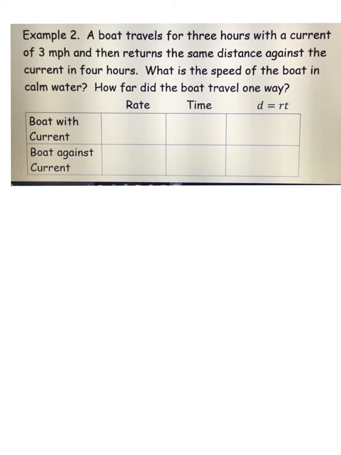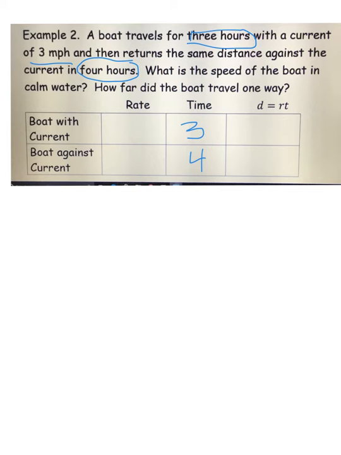Okay, example 2. A boat travels for 3 hours with a current of 3 miles per hour. So this is the time, 3 hours. It then returns the same distance against the current for 4 hours. What is the speed of the boat in calm water, and how far did the boat travel one way? So let's talk about the time. With the current, the boat traveled for 3 hours, and against the current, the boat traveled for 4 hours.